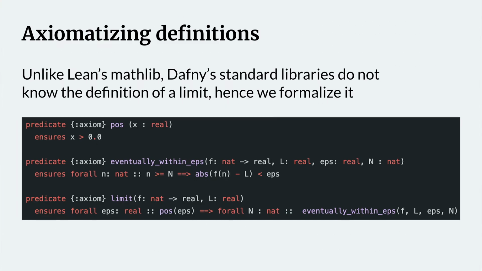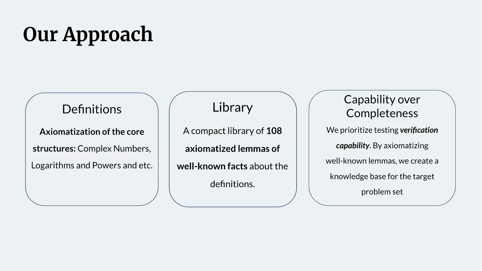So each of the predicates has the axiom keyword in Dafny, and this in particular axiomatizes the limit definition. Whether this limit definition is actually workable in Dafny is to be seen. I mean, the triggers do trigger, but it potentially requires a large library for this to be actually useful.